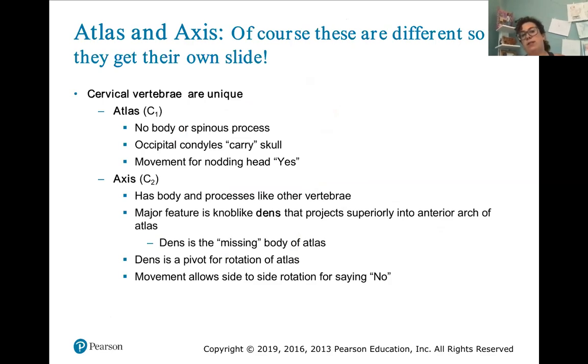Then we have C2, which is the axis. And the axis has something called the dens. And this allows the head to pivot around the atlas. So the axis is responsible for saying no, like, no, Dr. Bird, slow down. Let's not do this anymore. Just kidding. I had a long day.